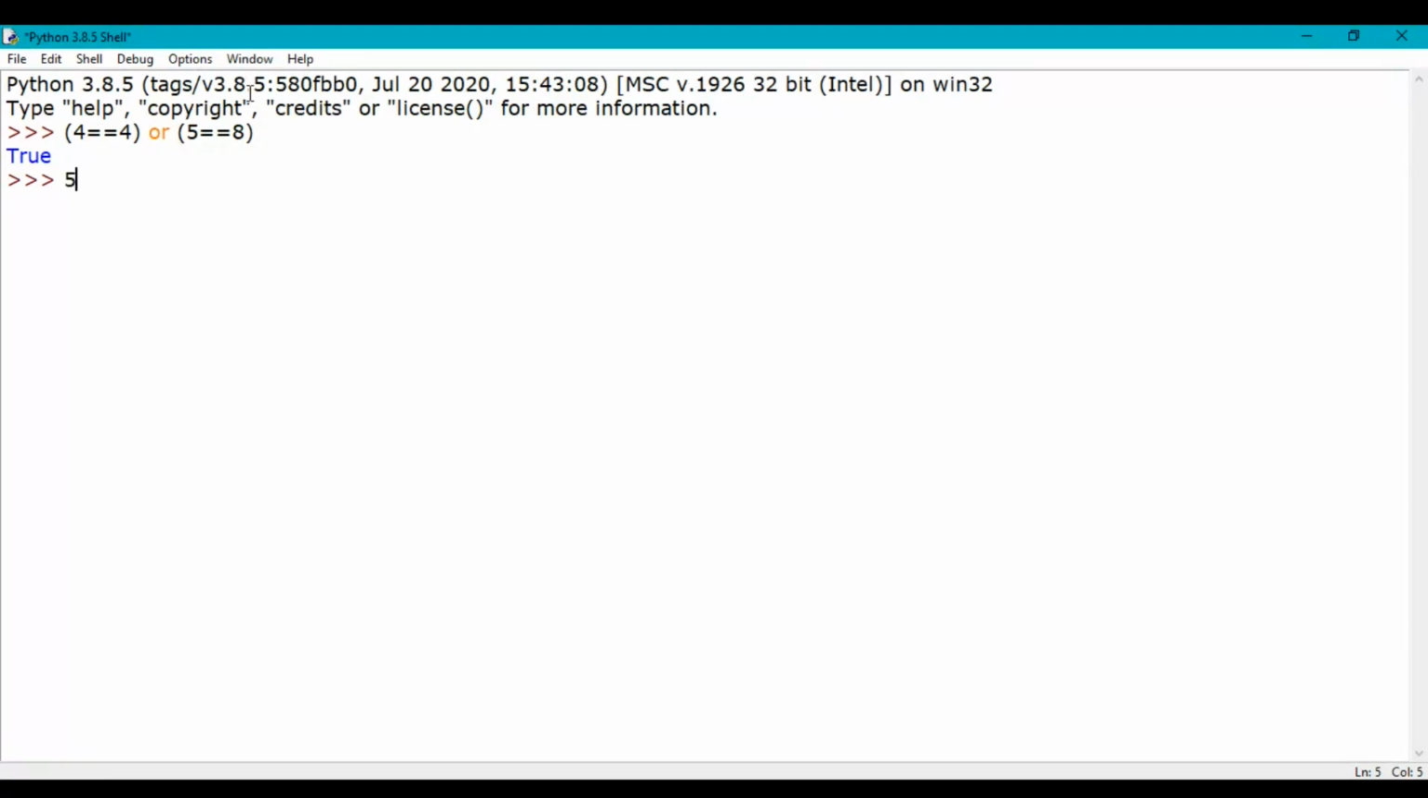Let's try another expression, 5 greater than 8 or 5 less than 2. Now here you see 5 greater than 8, it is false. 5 less than 2, this is false. So if both the operands are false in OR, you will get the answer false.